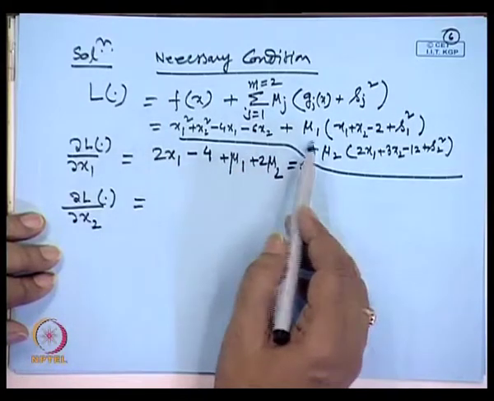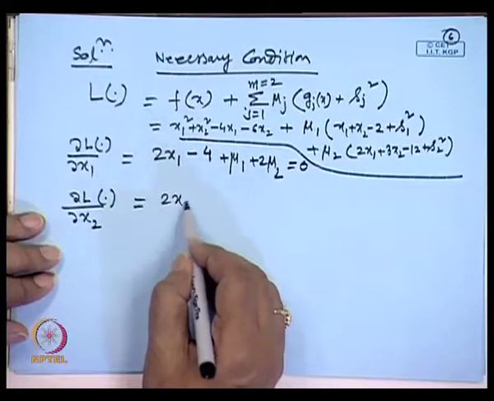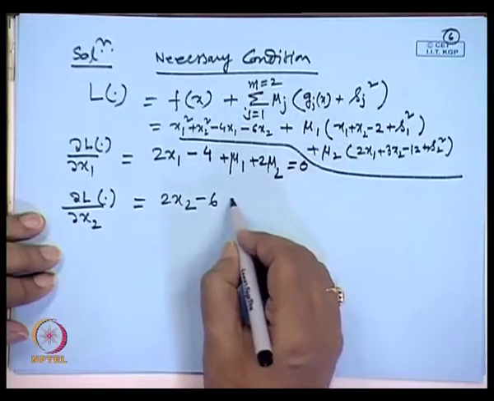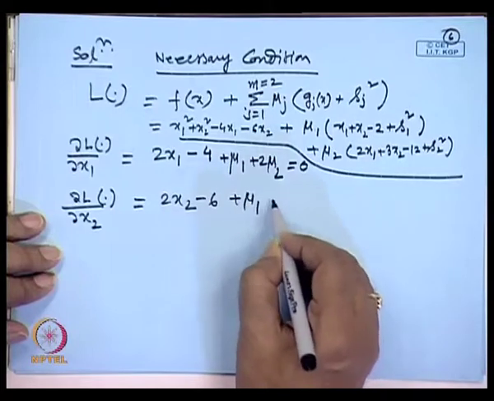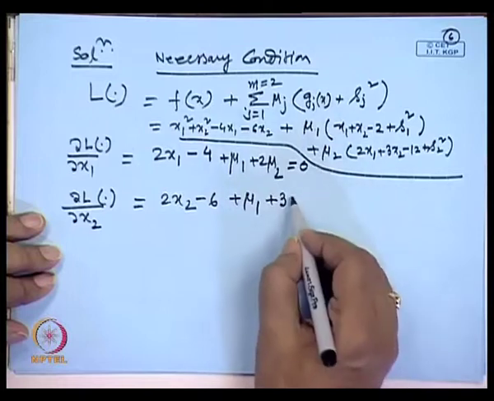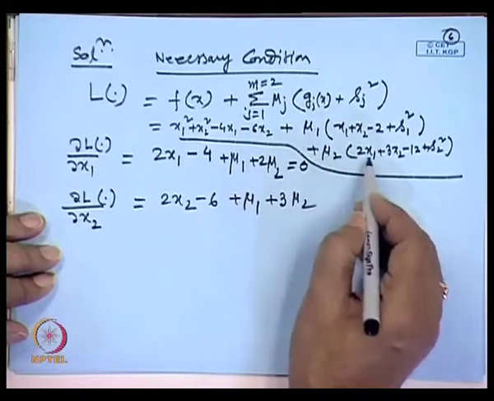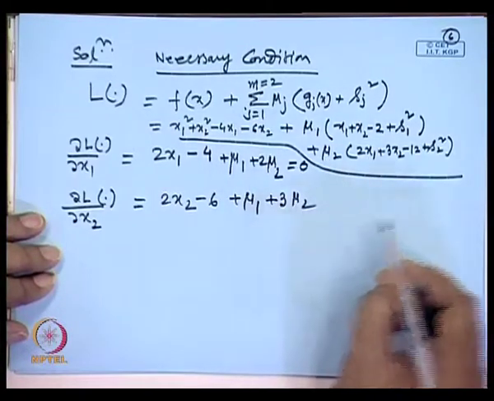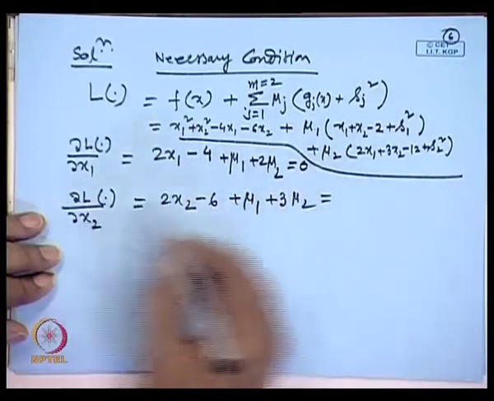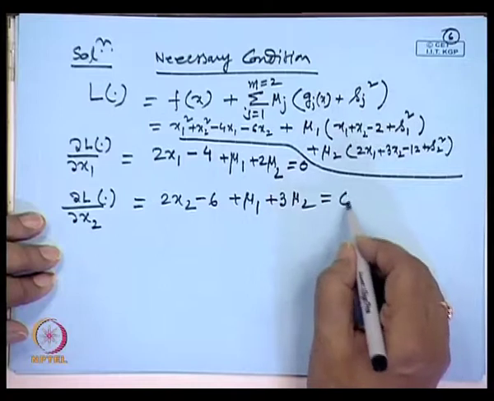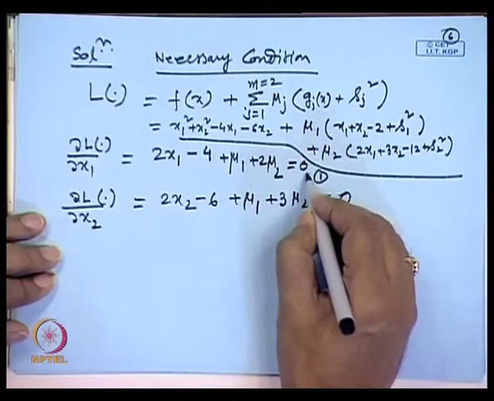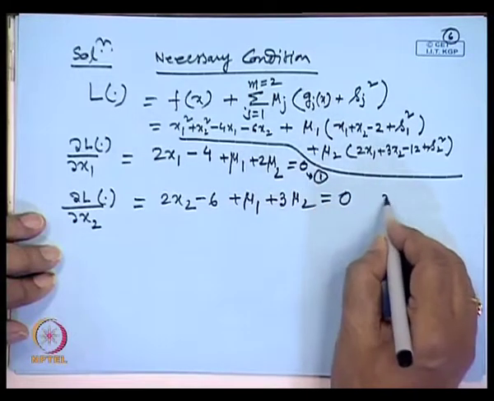So, if you differentiate with respect to x2, this is 2x2 minus 6, then it is plus mu1, then plus 3 mu2, because I am differentiating with respect to x2. Agree? Then this is 0 with respect to x2. So these are zeros, and this is one equation. Let us call this equation number 1, and this is equation number 2.